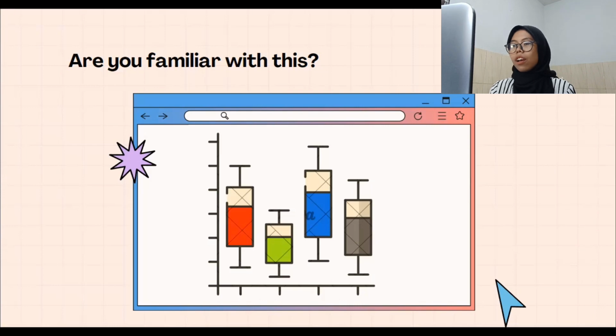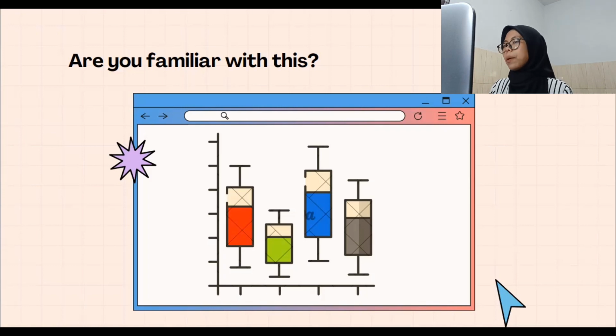No? Okay, this chart is also used to represent the data, but not all the data, only a summary of the data. The name is box and whisker plot. Like any other chart or diagram, you can also get the data or predict the data from this box and whisker plot.